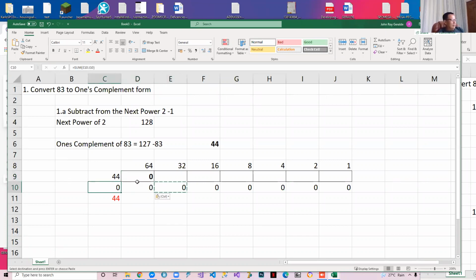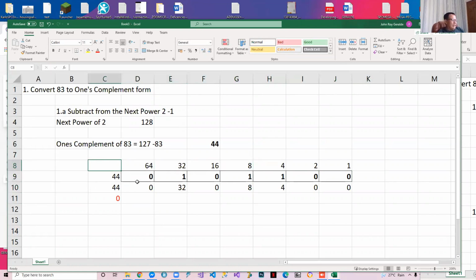Okay. So we mark this as 1. We need 32 because we have 64. So we now are left with 12. So therefore we cannot have 16, but we can have 8 and 4. Okay. And we can have this as 0 and 0. So this is the 1's complement of 44.